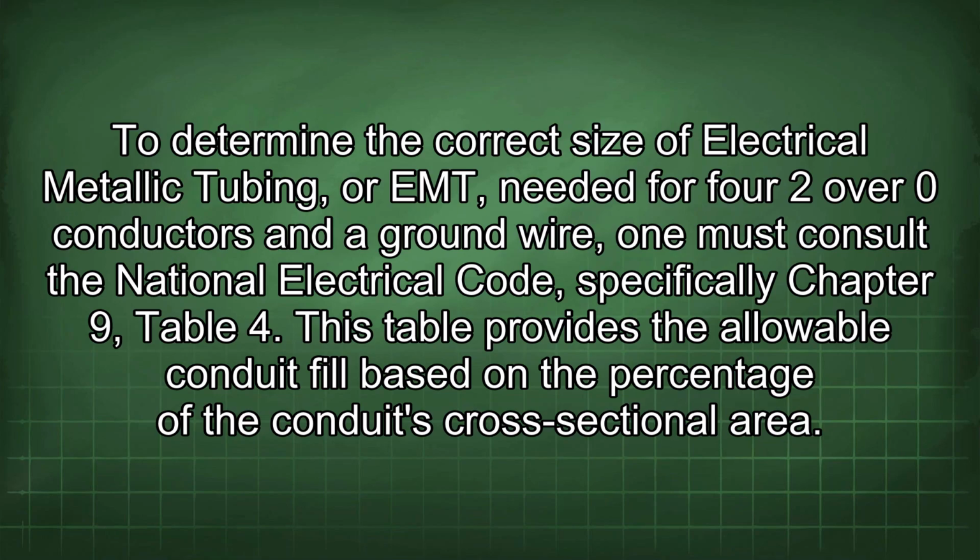To determine the correct size of electrical metallic tubing, or EMT, needed for 4 2/0 conductors and a ground wire, one must consult the National Electrical Code, specifically Chapter 9, Table 4. This table provides the allowable conduit fill based on the percentage of the conduit's cross-sectional area.